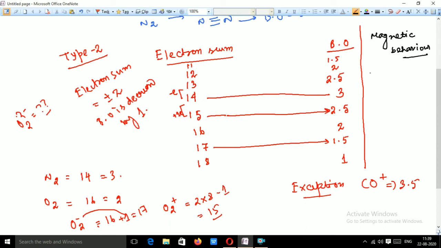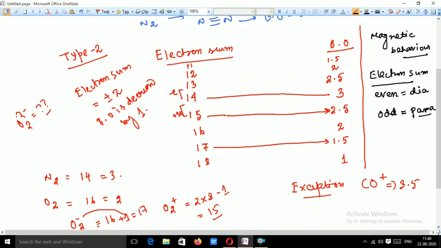If the electron sum is even, then the compound is diamagnetic, and if the electron sum is odd, then the compound is paramagnetic.